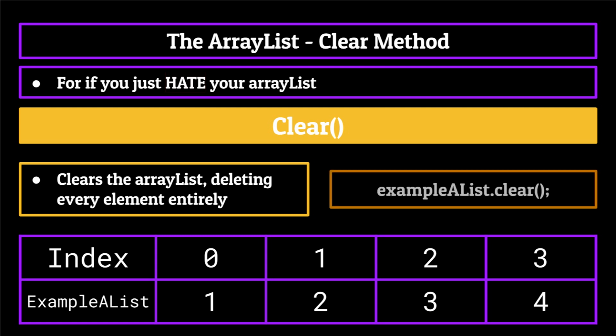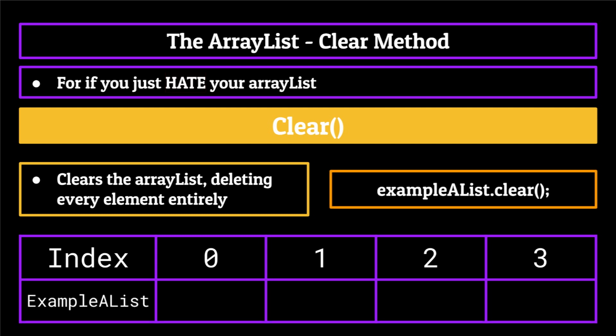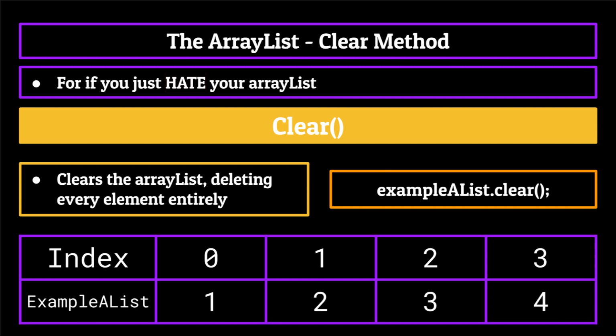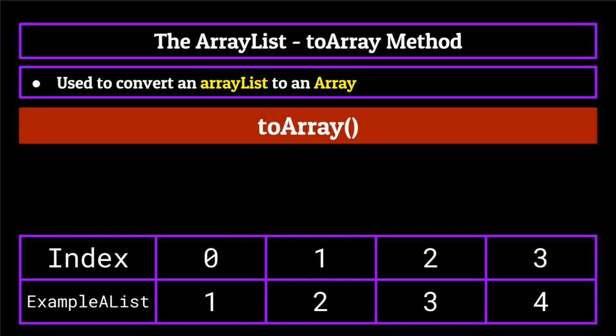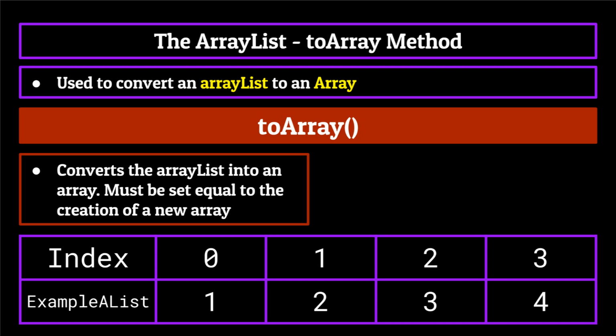Calling example ArrayList.clear on our array list would delete all the objects within it, but I don't really want to do that right now, especially with one more method to go. So for the sake of this series, let's just keep the array list filled with the values that it currently has. The final method that we'll be covering in this section is a little bit different from the rest, and that's the toArray method, which is used to convert an array list to an array. I thought I would include this one because it's really useful for combining the strengths and weaknesses of arrays and array lists. The toArray method takes in no arguments and will simply convert the array list into an array.